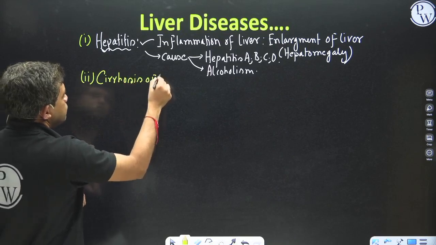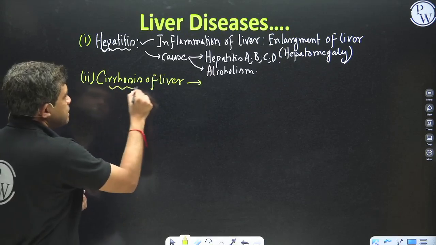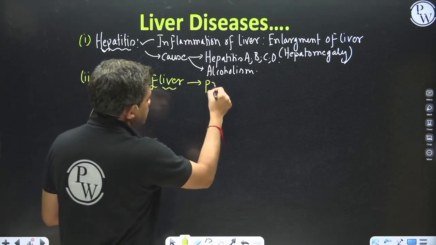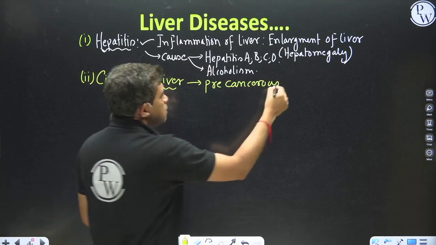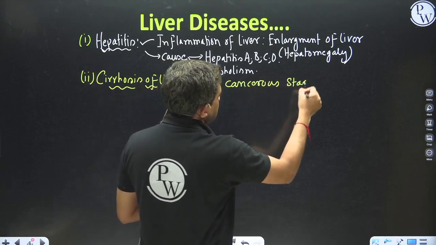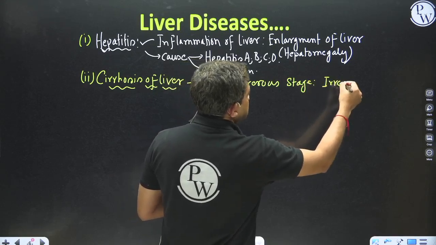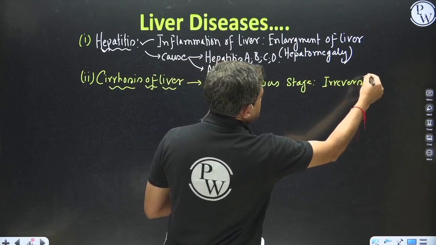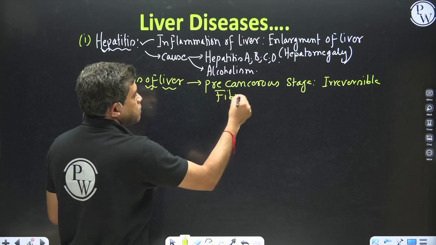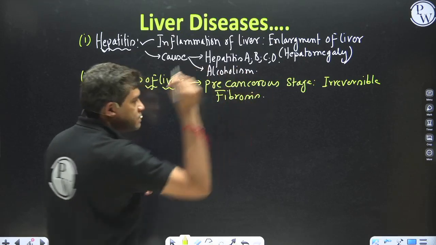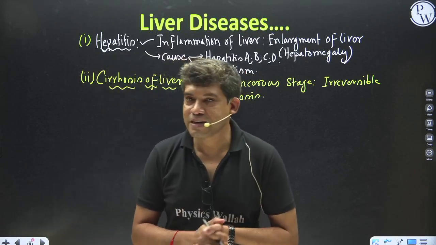Cirrhosis of liver. So liver cirrhosis is actually the precancerous stage. Okay, this is called the precancerous stage, and it is irreversible. It is an irreversible fibrosis. So what does it mean? That means the liver cells can get regenerated, but hardly 25%.